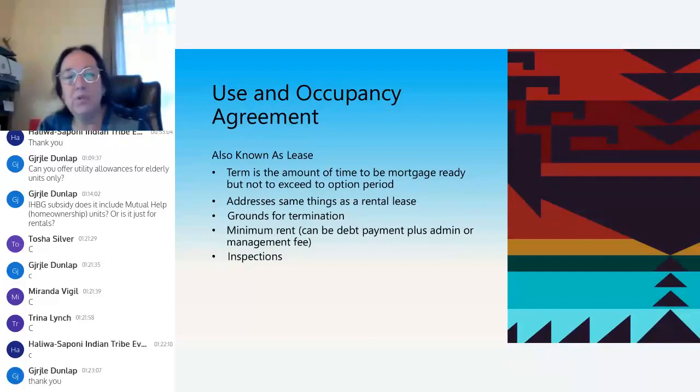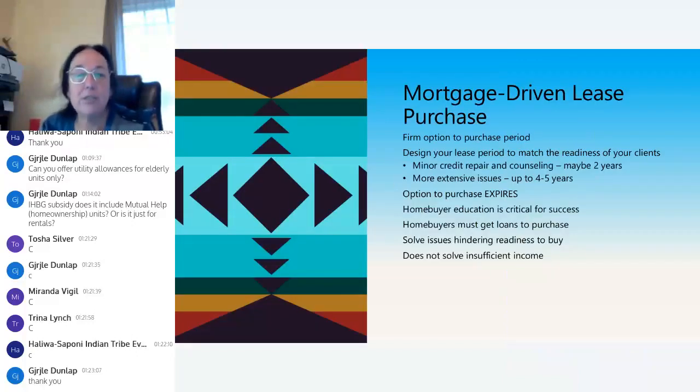So use and occupancy agreement, which is also known as a lease. The term is the amount of time to be mortgage ready, but not to exceed the option period. You address the same things as a rental lease. Grounds for termination, minimum rent can be a debt payment plus the admin and the management fee and your inspections.